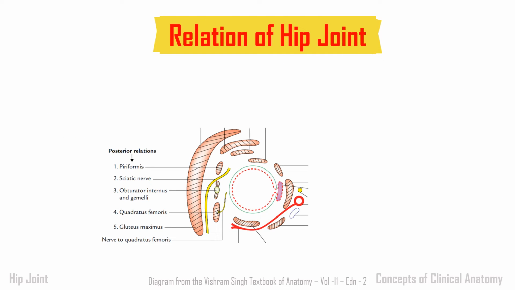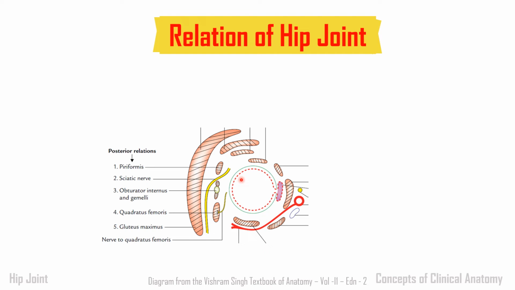Moving to the relations of the hip joint, this is the most important part, which you may need to draw in your exam if it comes as an essay question. If you look at the diagram together, it is a bit complicated. So we'll divide it into bits and pieces, then we'll try to complete the diagram. So this is actually the capsular ligament with the synovial membrane.